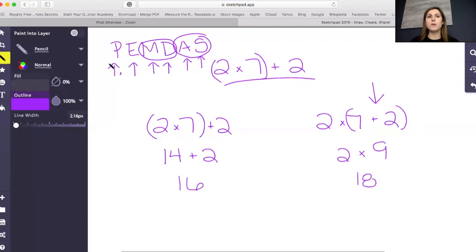You don't need to worry about "please excuse my dear Aunt Sally" right now. I'm just showing you what's to come. For now, always do what's in the parentheses first and then do the rest of the problem.